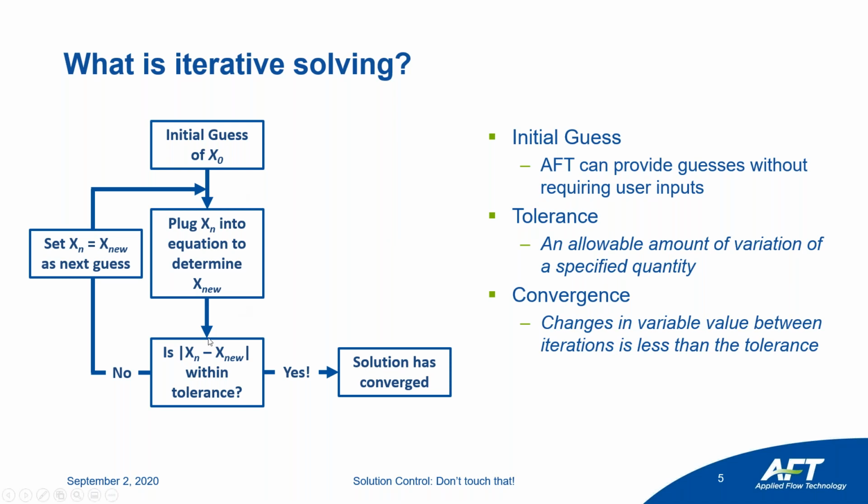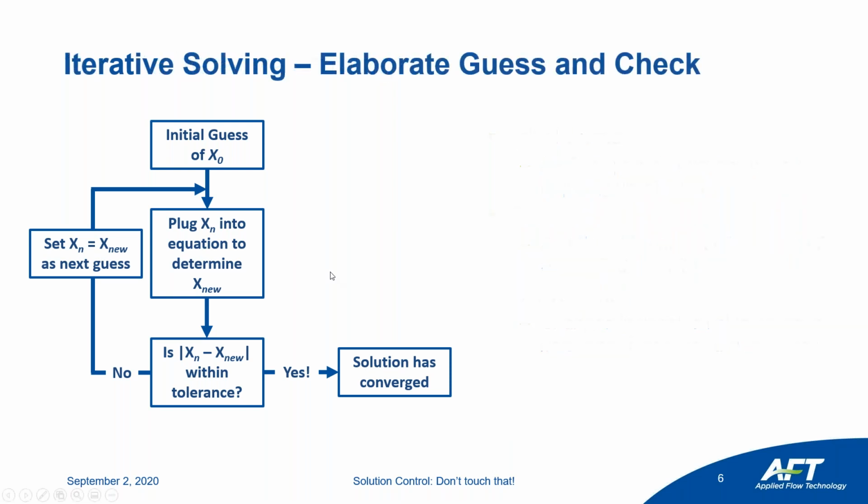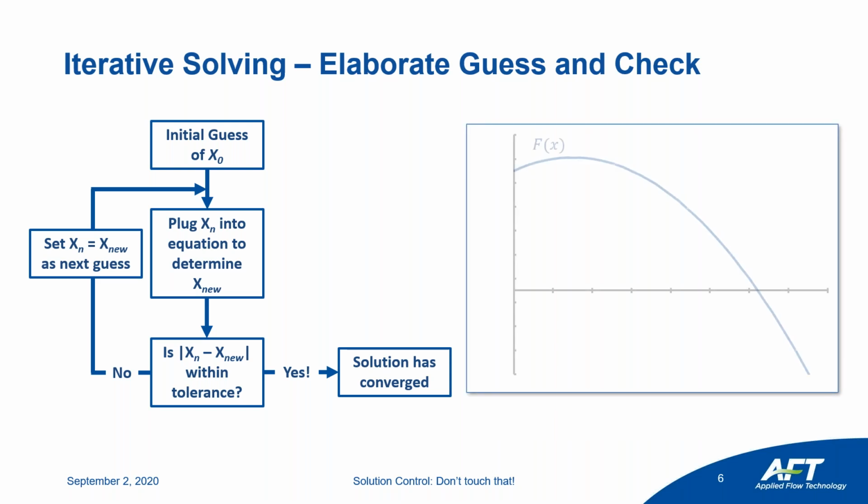It may be difficult to imagine this process, but if we visualize it with a graph, it might clear it up a bit more. So again, iterative solving, I just think of it as elaborate guess and check. We have our initial guess. In this case, we're going to be trying to solve this function where we can't find an analytical solution for this root. This is ultimately the x value that we want to determine because this is our pressure or our flow rate that's going to inform our $1 million design decision.